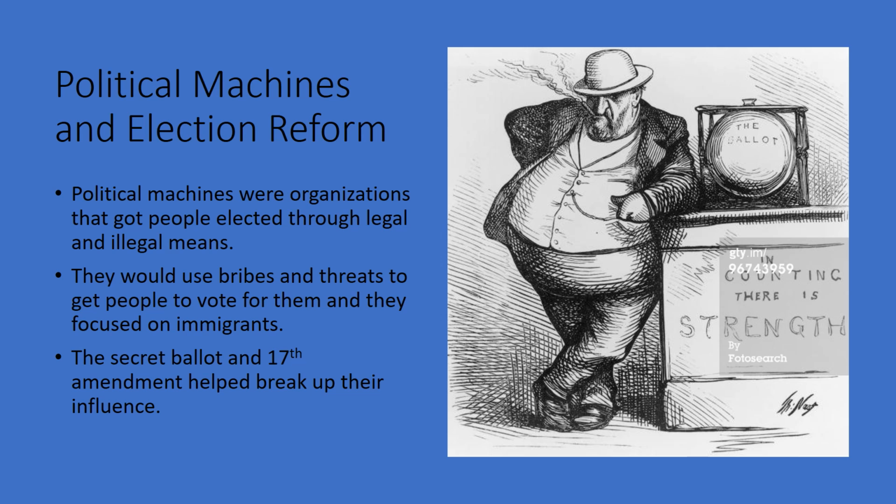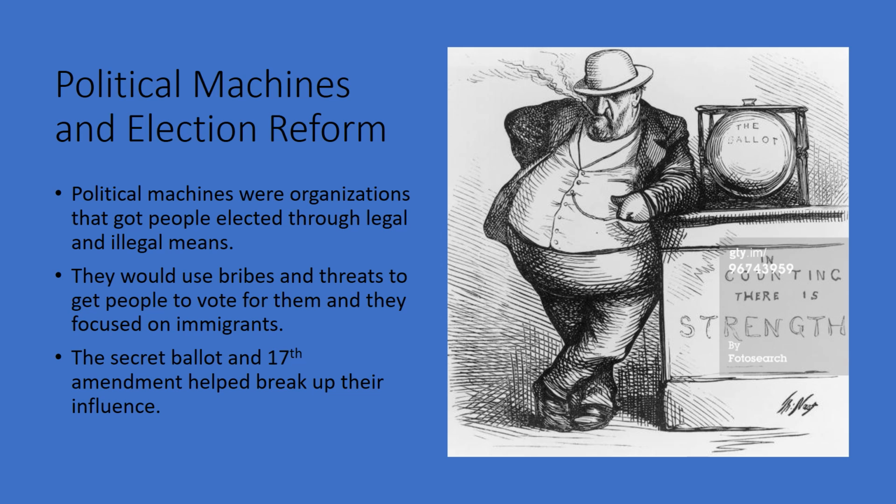Some of the reforms that are going to happen during this period to limit the strength of these machines are the secret ballot and the 17th Amendment. So what the secret ballot does is it keeps your vote secret. Now, unless you tell someone who you vote for, no one will ever know. That's important because that means your employer can't hold who you vote for against you. That means a political machine can't use threats and bribery anymore because they wouldn't know who you voted for anyway. You could take their money and still vote the way you wanted to vote.